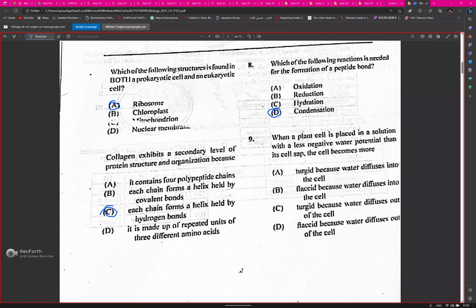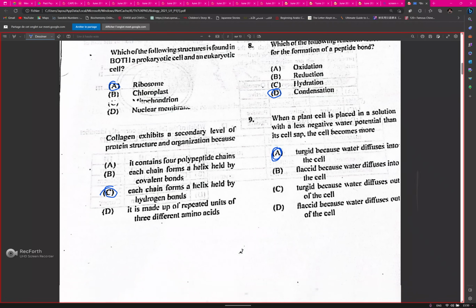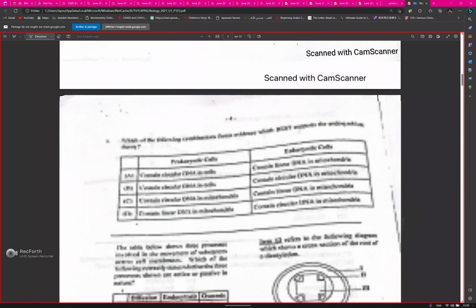When a plant cell is placed in a solution with less negative water potential than its cell sap, the cell becomes more turgid or more flaccid? A, more turgid. Alright, so more turgid.